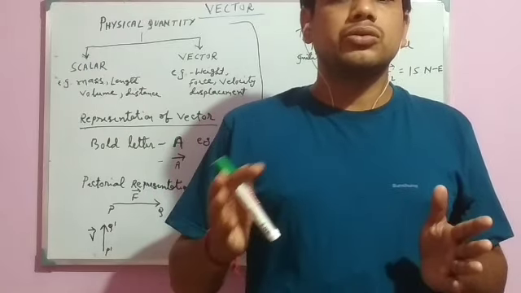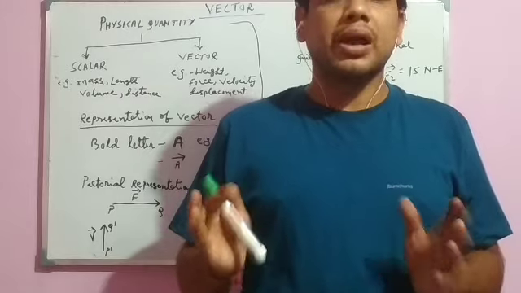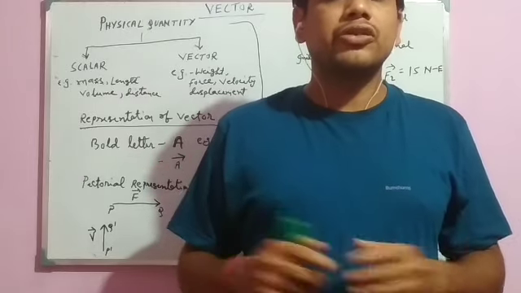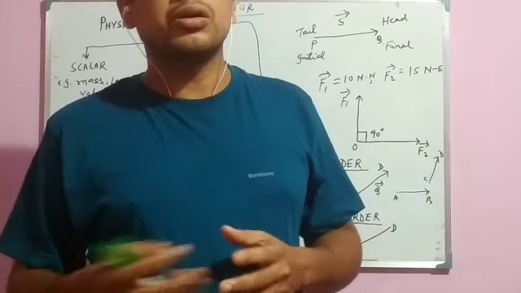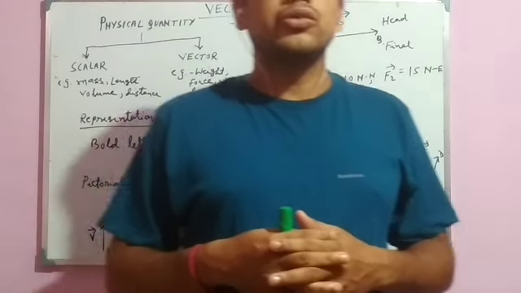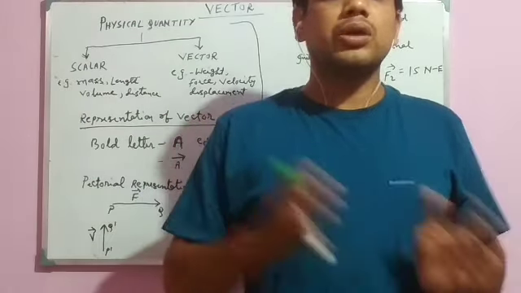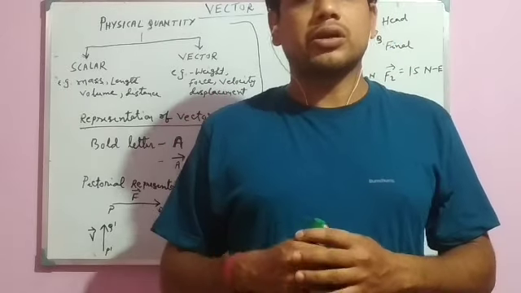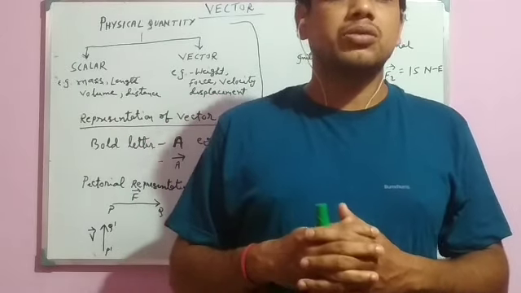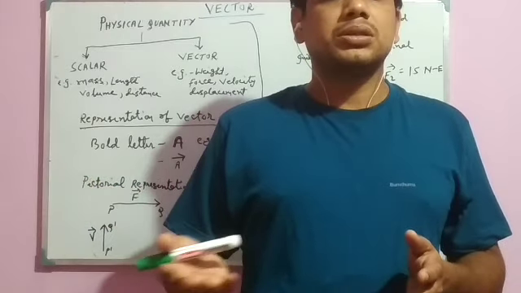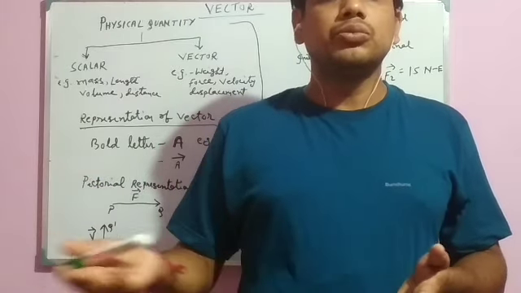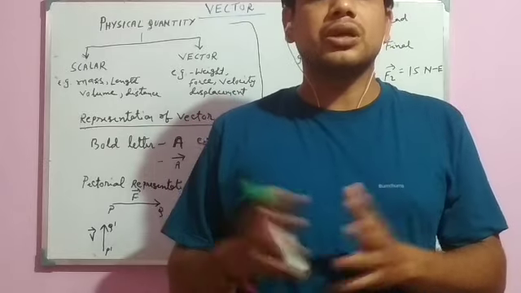Scalar quantities, those quantities which have only magnitude, it does not possess any direction, are called scalar quantities. And vector quantities, those quantities which possess both magnitude and direction, are called vector quantities. Now example of scalar quantities like mass, then volume, length, these are the scalar quantities.